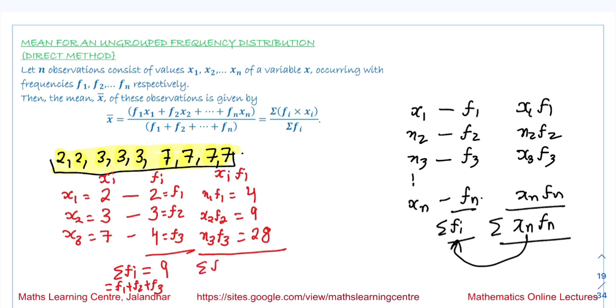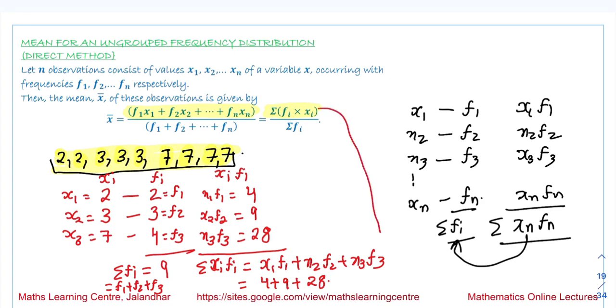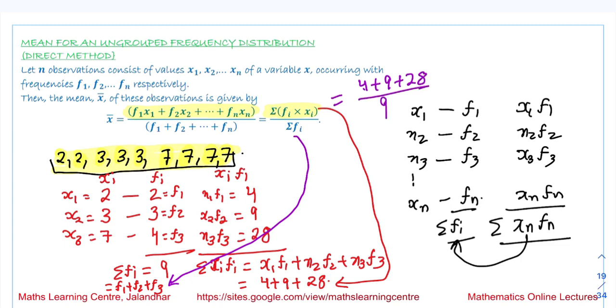Next we have to calculate sigma xi fi. Sigma xi fi means x1 f1 plus x2 f2 plus x3 f3. So it is 4 plus 9 plus 28. Now the formula for the mean, the average of these values, is the sum of xi fi divided by the sum of fi. So the answer is 4 plus 9 plus 28 over 9. If you directly calculate the value, you will get the same answer.